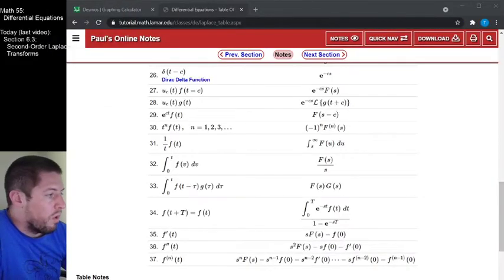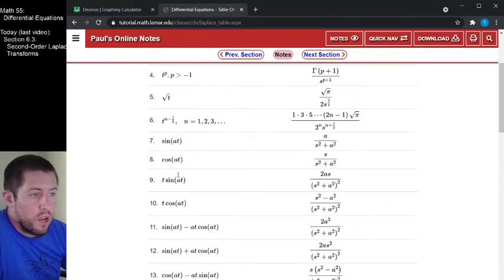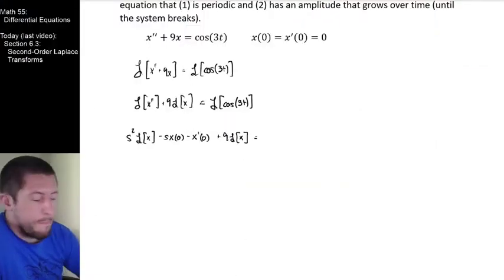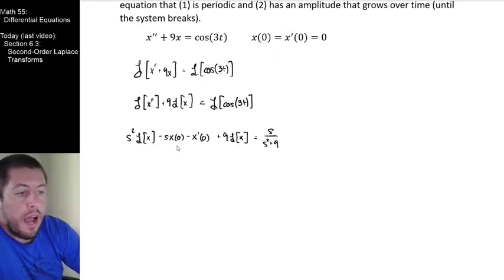So I'm just going to scroll over here until I see cosine on the left, and just cosine is all I want. So cosine of 3t right there, it's rule number 8. And it looks like we're going to get s over s squared plus 3 squared, so s over s squared plus 9. I know that our initial conditions for both of these were 0, so both those terms are gone. So it seems like I've got the Laplace of x.